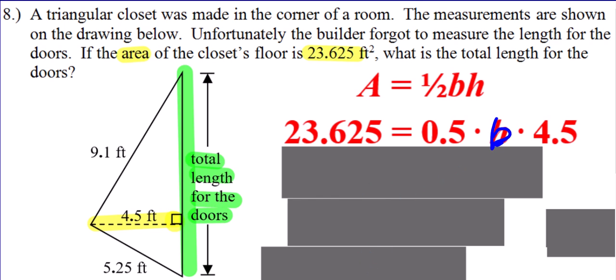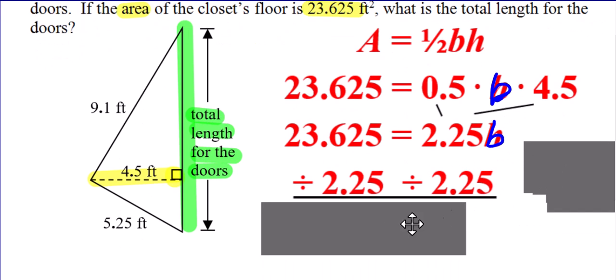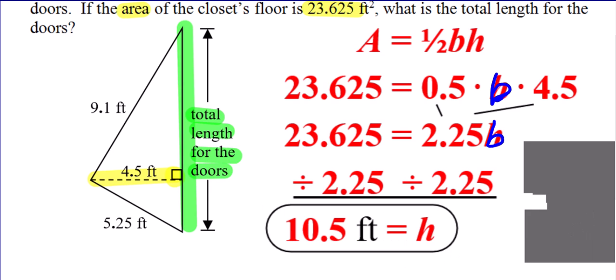I bet that means it's wrong in my next steps too. 0.5 times 4.5 gives you 2.25. Again, this should be the base, not the height. My apologies. Divide by 2.25 on both sides. And again, this is not the height. Oh my goodness. I thought I proofread everything. I guess I didn't. So you're going to get 10.5 feet is your base.